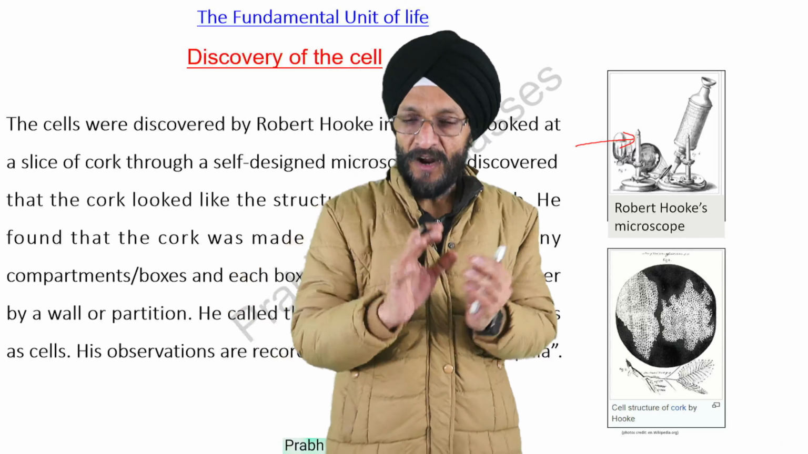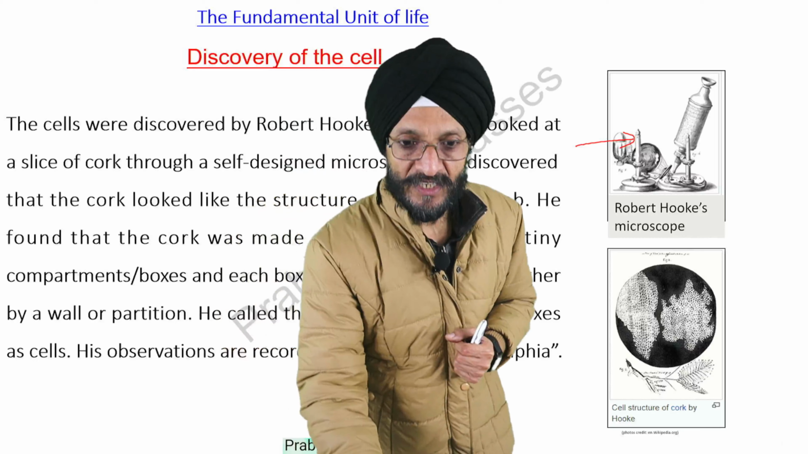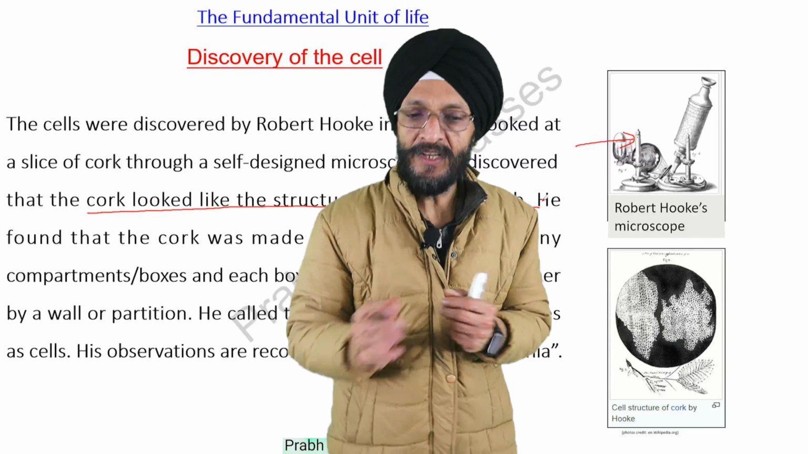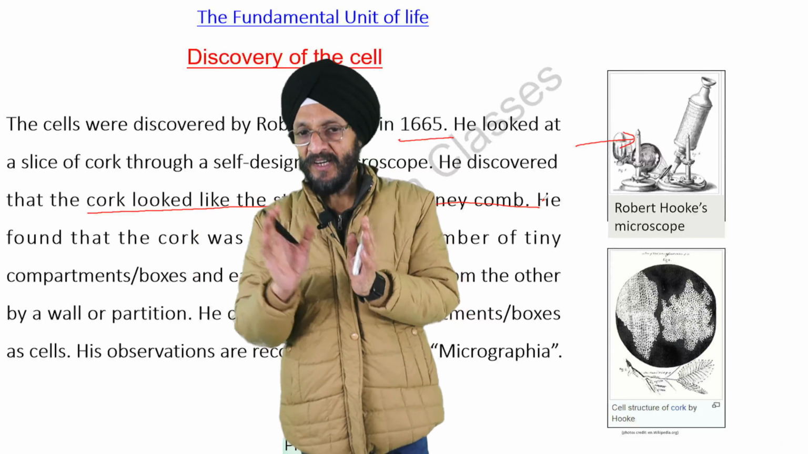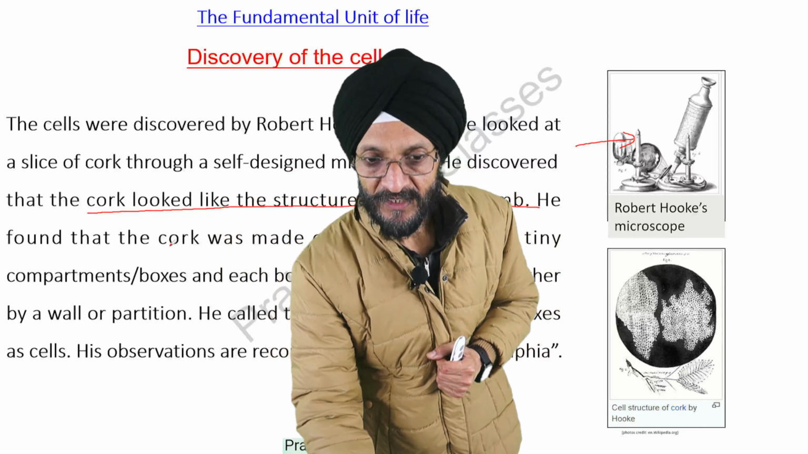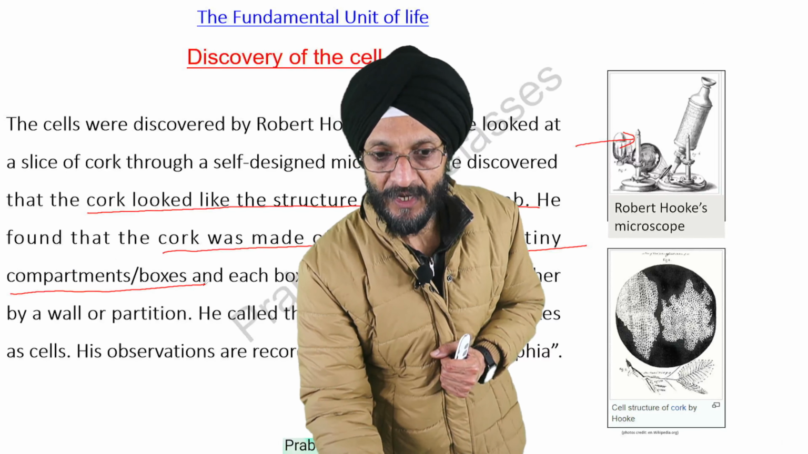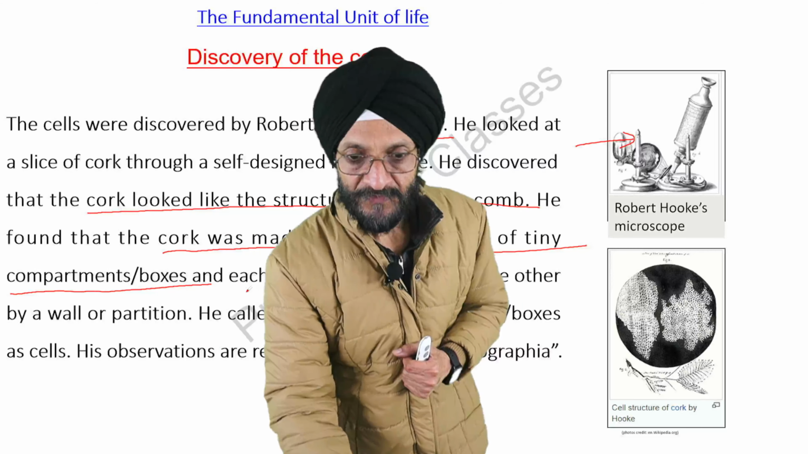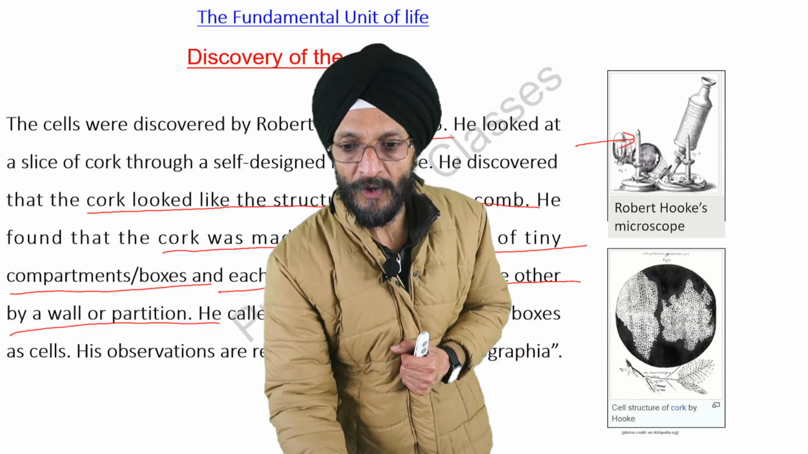What he found after looking at the cork was that the cork looked like the structure of a honeycomb. That is, the cork was similar to the structure of a honeycomb. He found that the cork was made up of a large number of tiny compartments or boxes, and each box was separated from the other by a wall or partition.